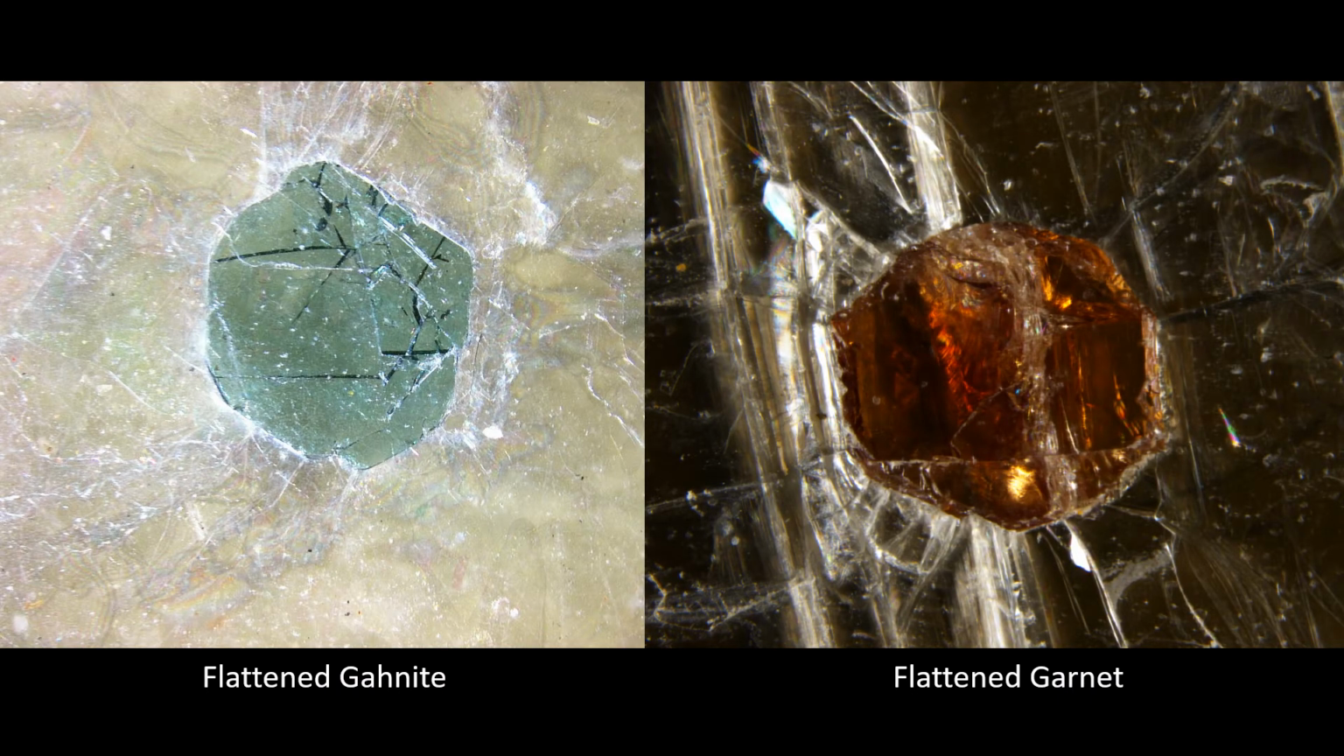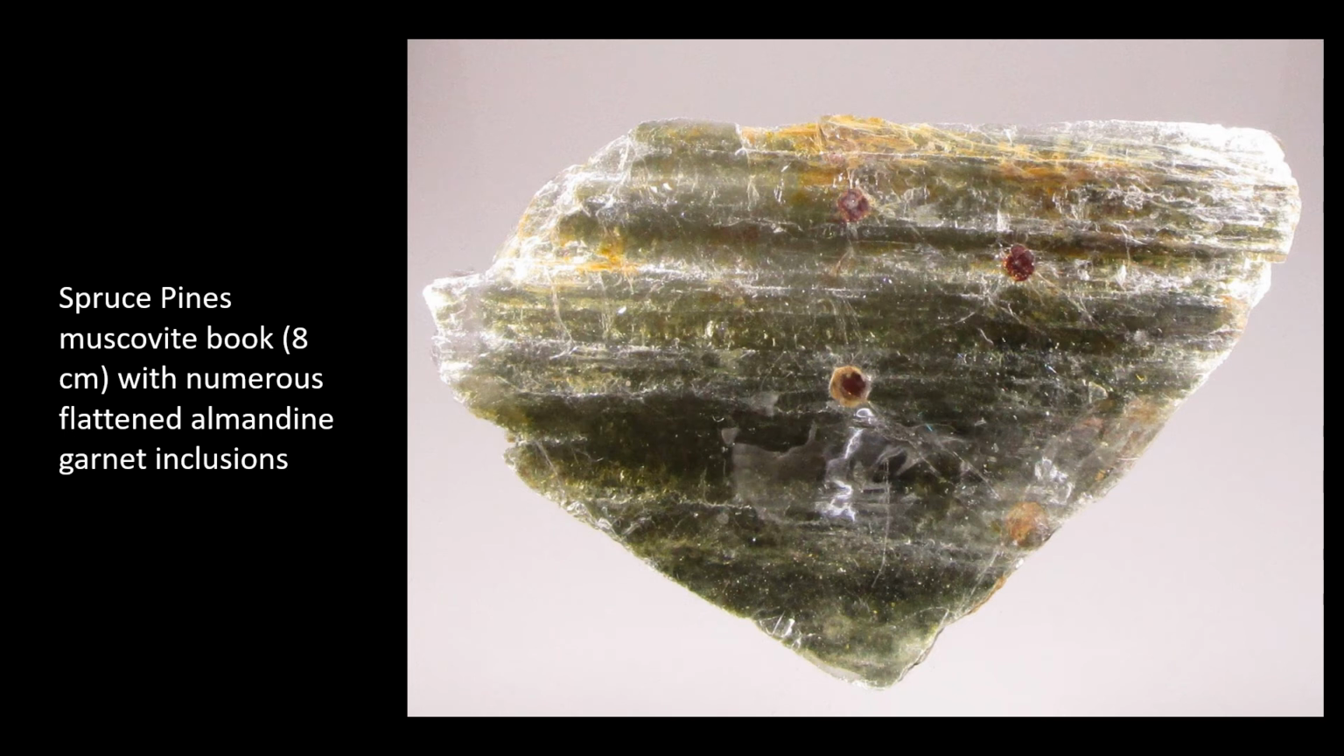So here on the left is one of the first gahnites that we observed. It's about 3 millimeters across, and the black inclusions are still unknown. The optically anomalous properties of these flattened crystals aren't unique to gahnite, as we also observed it in multiple garnets that we looked at. This book of muscovite from Spruce Pines, about 8 centimeters across, has multiple flattened garnets that you can see within its layers.